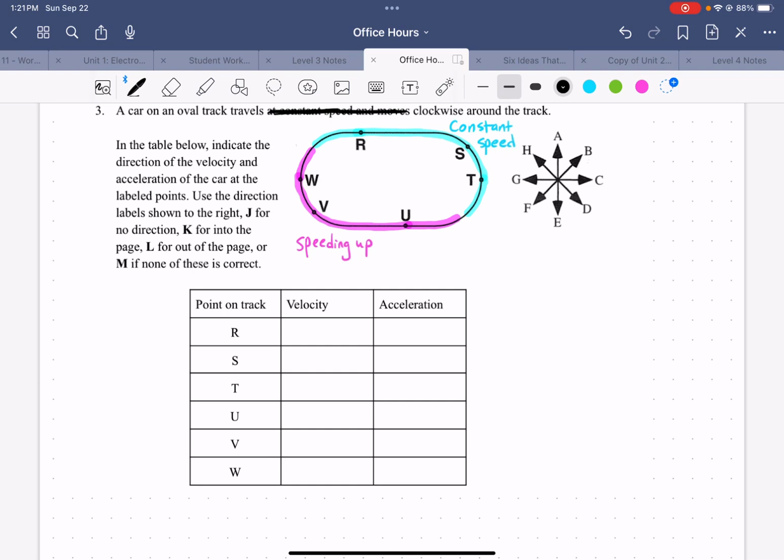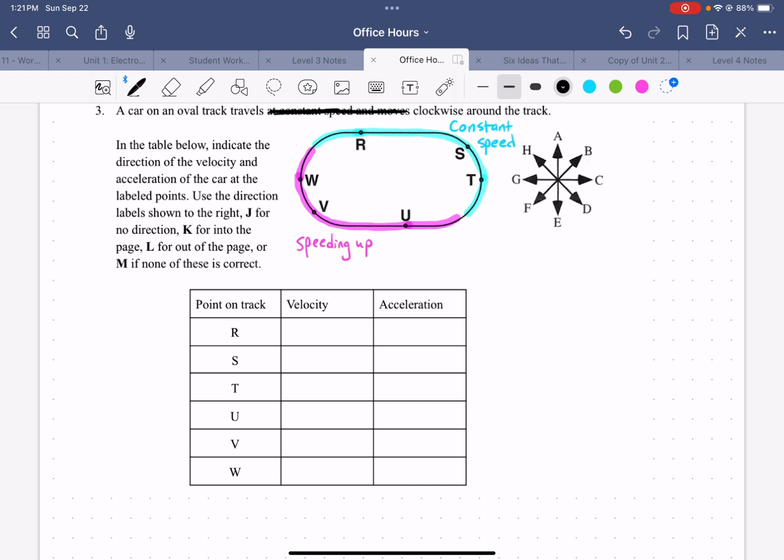Determining the acceleration of an object that's moving in 2 dimensions. The first problem is going to be one taken from Tippers, which I've modified slightly to be a little bit more interesting. So it says we have a car on an oval track that is traveling clockwise around the track, and for about half of the track it's traveling at a constant speed, and for the other half of the track it is speeding up.